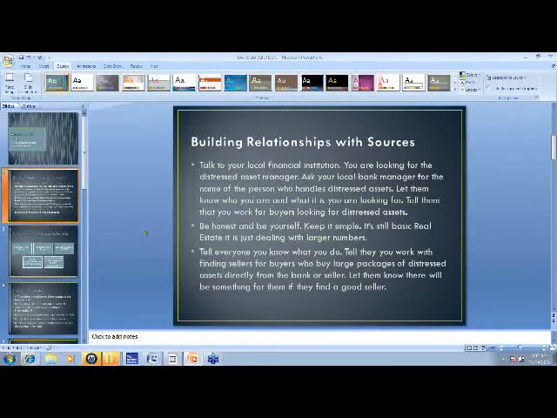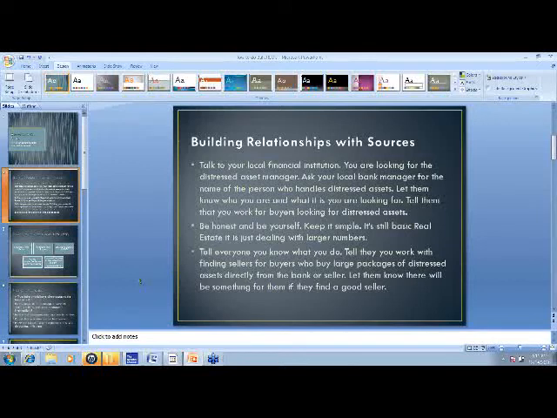And we do have a strong buyers network, as Tim told you, that the deal's $700 million, so it shows that it's actually a real buyer. And you want to be honest. You want to be yourself, and keep it simple. It's still basic real estate. It's just dealing with larger numbers.